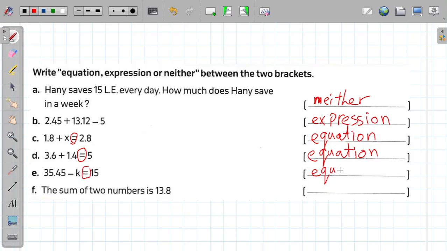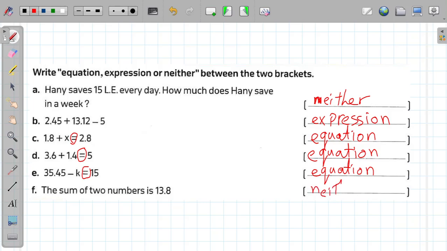That's very easy. The next one, I have here: the sum of two numbers is 13.8. What is this? It's not a mathematical sentence, it's just a verbal sentence. So I can't call it an equation and I can't call it an expression, so I will write neither.